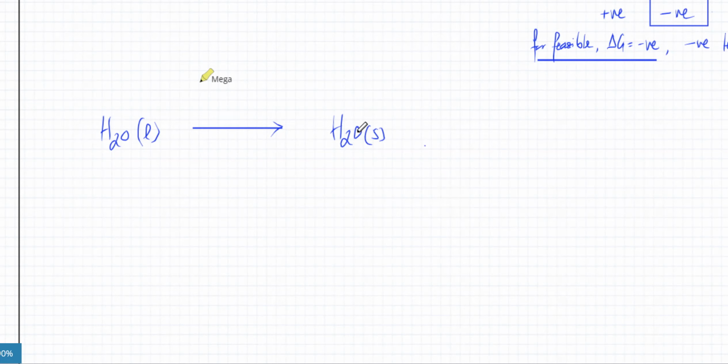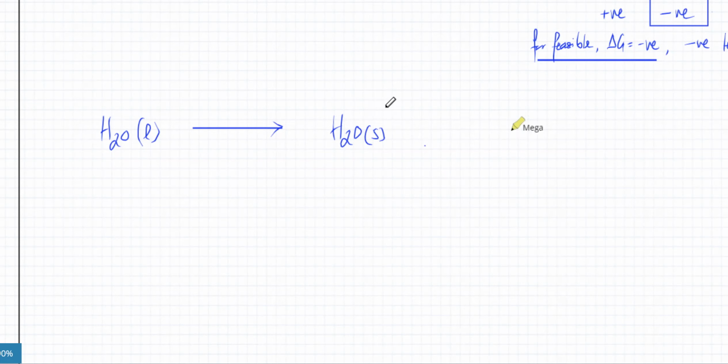Freezing. So what will happen? Should the temperature be kept low or high? Low. See, in this case, you have to have the temperature as low as possible. Only then will this reaction be feasible. Now we know this obviously because it's freezing. We know that freezing happens at lower temperatures. It doesn't happen at higher temperatures.